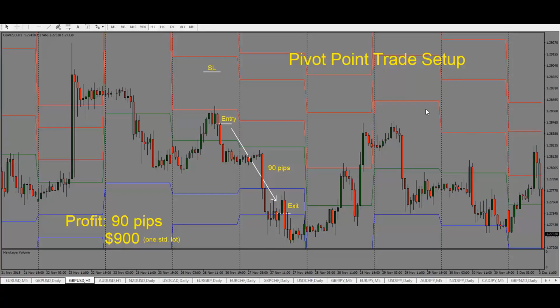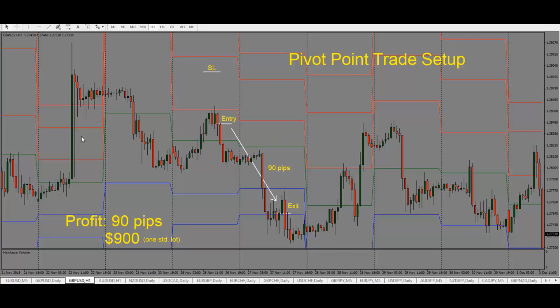We're looking at a pivot point trade setup here. This is the pound US dollar 1 hour chart. A pivot point trade setup is when price reacts to a pivot point. So here on the chart, I have daily pivot points. We have the daily pivot in the middle, then we have R1, R2, R3 up top, and S1, S2, and then S3 will be below that. So these are the pivot point levels that I am looking for the price to react at.